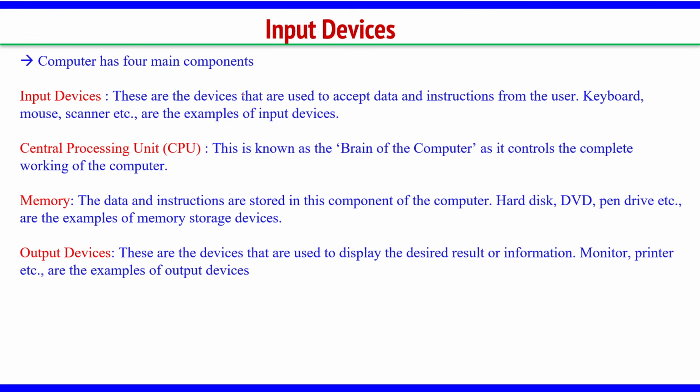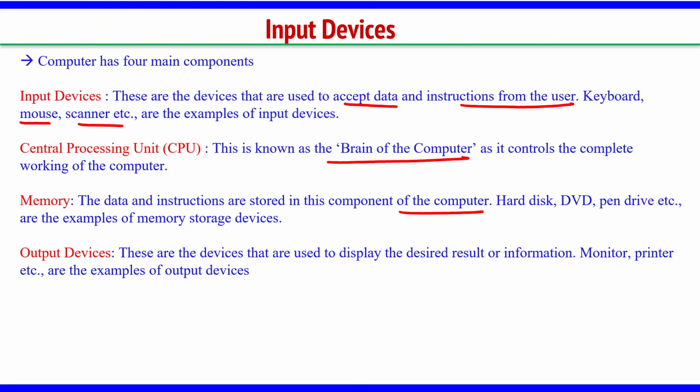So, computer has four main components: input devices, CPU, memory and output devices. Input devices are the devices that are used to accept data and instructions from the user. Some examples of input devices include keyboard, mouse, scanner, etc. Whereas central processing unit, CPU, is known as the brain of the computer, as it controls the complete working of the computer. Memory, right. So, data is stored in our computer memory.